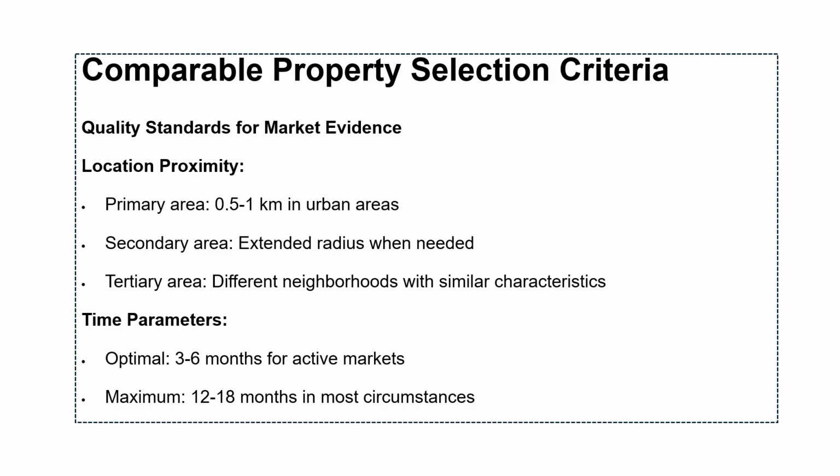property with similar features. Then time parameters, so optimal 3 to 6 months for active markets, maximum 12 to 18 months in most circumstances. So basically, we will try to have 3 to 6 months as the best time frame. The recent property transaction must have happened in 3 to 6 months, not beyond that. But at maximum, we will go for 18 months, not beyond that, because the time has lapsed so much that that value has no significance now.